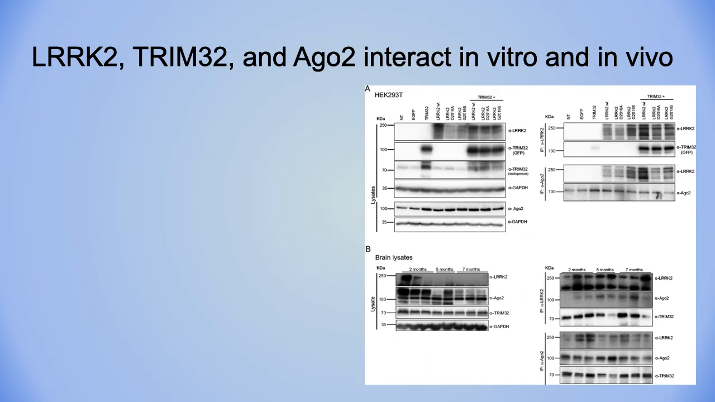As you can see in figure 1b, there is downregulation of LRRK2 in brain lysates from mice 2, 5, and 7 months of age. This indicates that LRRK2 has an important role during development. In addition, via the IP assays with antibodies directed against either LRRK2 or ARGO2, the researchers were able to confirm an interaction between LRRK2, TRIM32, and ARGO2, in turn confirming the existence and importance of a complex in vitro and in vivo.